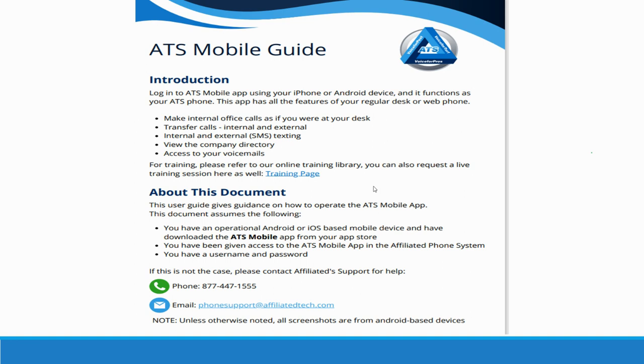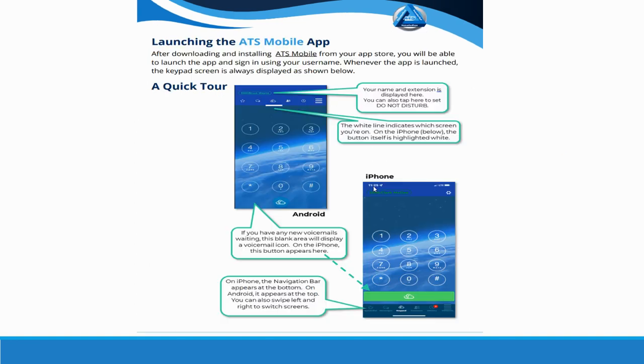You've been given access also to the ATS mobile app in the Affiliated phone system, and you have been given a username and a password. If this is not the case, please contact Affiliated support for help. Our phone number is listed here, as well as our email address. The screenshots that we're going to review here shortly are mostly from Android based devices, unless otherwise noted.